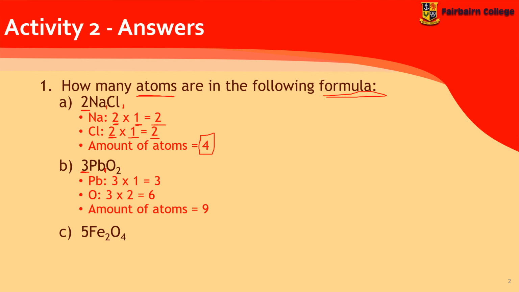So we see here there's 5 iron oxide molecules. Each molecule has 2 iron atoms and 4 oxygen atoms. So let's first look at iron. Iron is 5 times the 2 atoms in each molecule, so 5 times 2 is equal to 10. And oxygen is also 5 for the 5 molecules, but this time 5 times 4, which is equal to 20. So the total number of atoms is 30.